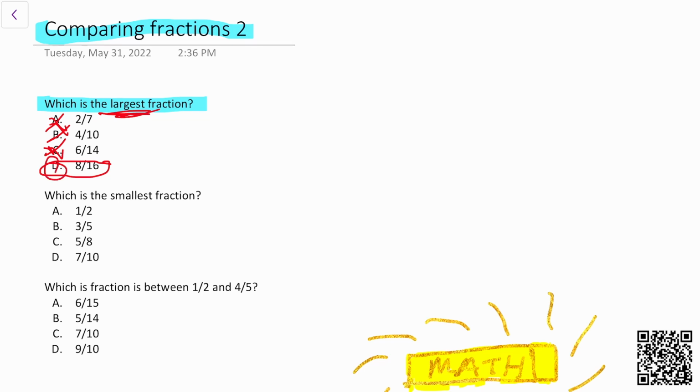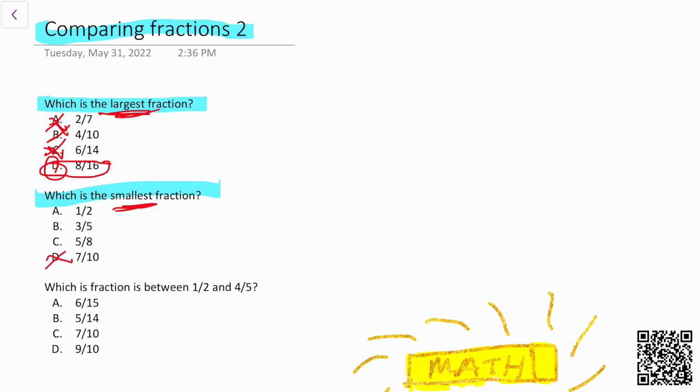Alright, so now our next question is, which is the smallest fraction? So now we're looking there for the smaller one. And we have 4 answer choices again. Let's look over them. 1/2, 3/5, 5/8, and 7/10. Alright, so right off the bat, you can see here that this is well over 1/2. Well, not well over, barely over, but still, it's more than 1/2. So, then we see here that this is literally just 1/2. And this is more than 1/2.